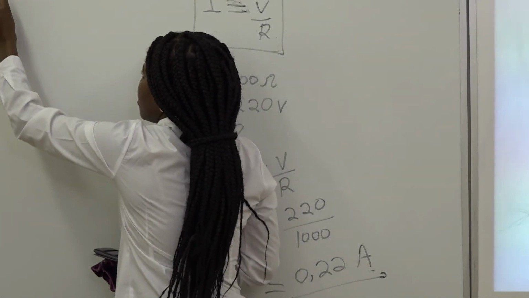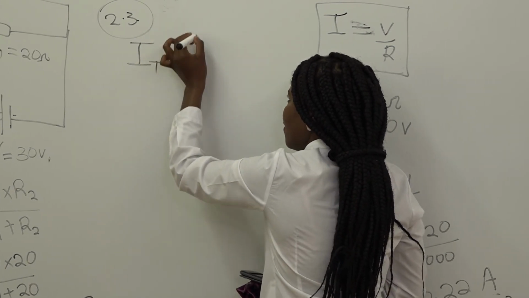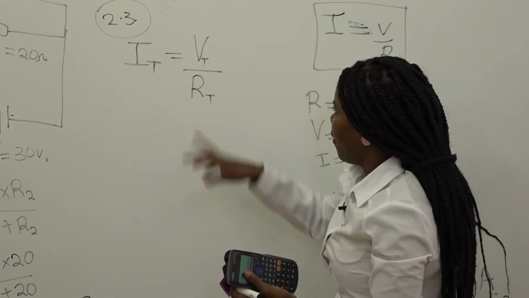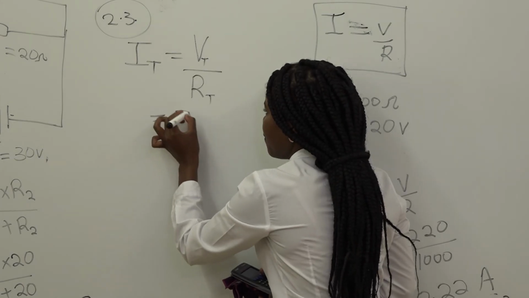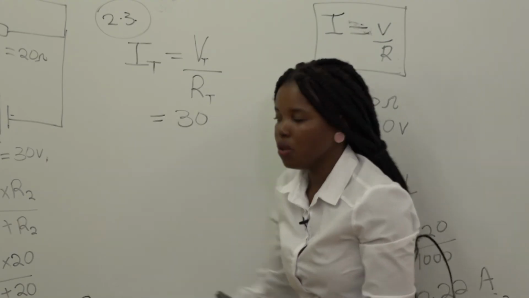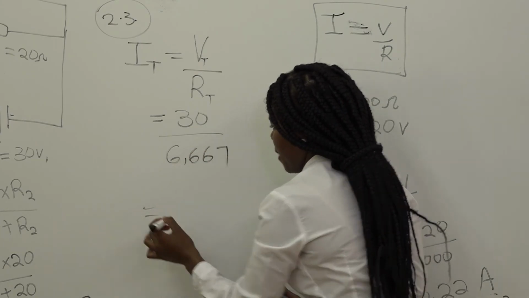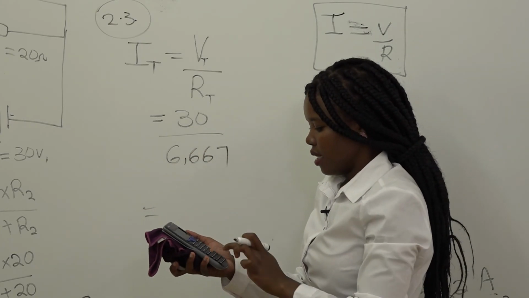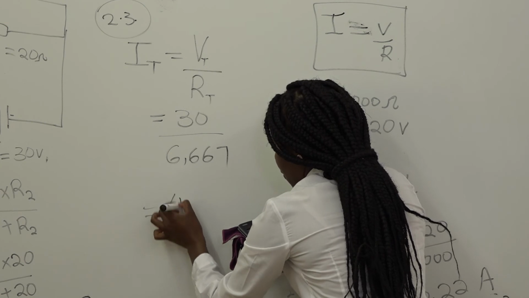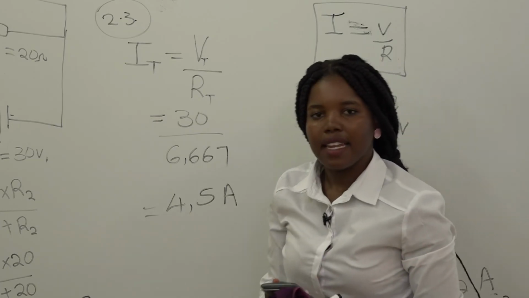So now we're going to calculate the total current. 2.3 says total current, IT. So our IT is given by our VT all over our RT. Our VT, which is the total voltage, we are given as 30 volts. And our RT, we have already calculated it from 2.2. So we'll just substitute 6.667. Therefore, 30 divided by 6.667, then you will get 4.5 amps.